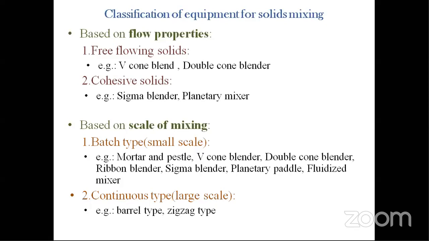Next is the V-cone blender with blade, double cone blender with blade, ribbon blender, sigma blender, planetary paddle mixture or fluidized mixtures. And if you are going to the large scale, it is a continuous process. The continuous process happens with the barrel type and zigzag type instruments.